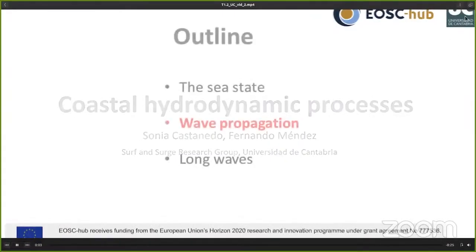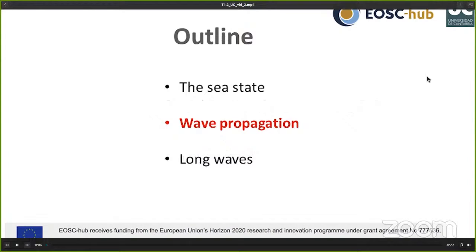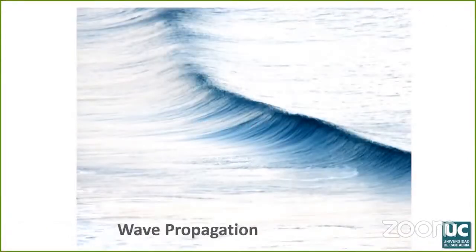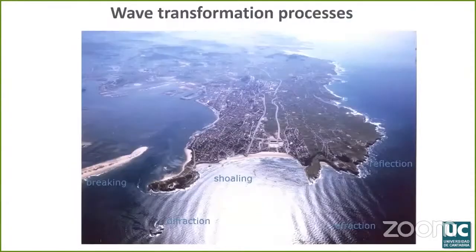In Chapter 2, we will briefly analyze wave transformation. When waves propagate towards the coast, they suffer different wave transformation processes that modify the wave height and the wave direction. These modifications in the wave field are key to understanding many different coastal processes, such as coastal inundation, beach morphology, or cliff erosion. They must also be taken into account when designing coastal structures.